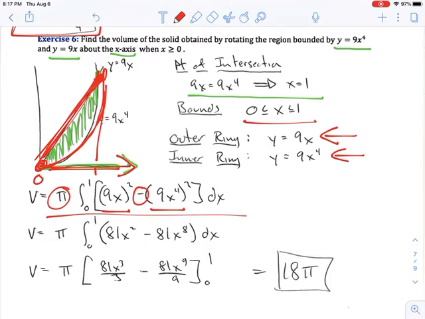Setting up the integral is half the battle, as I've said many times before. Once you've got that, square 9x and square 9x to the fourth, you get this. And then finally, integrating that, 81x squared becomes 81x cubed over 3, and 81x to the ninth over 9. Yes, those could be simplified, and ultimately it becomes 18 pi. Check that with Desmos.